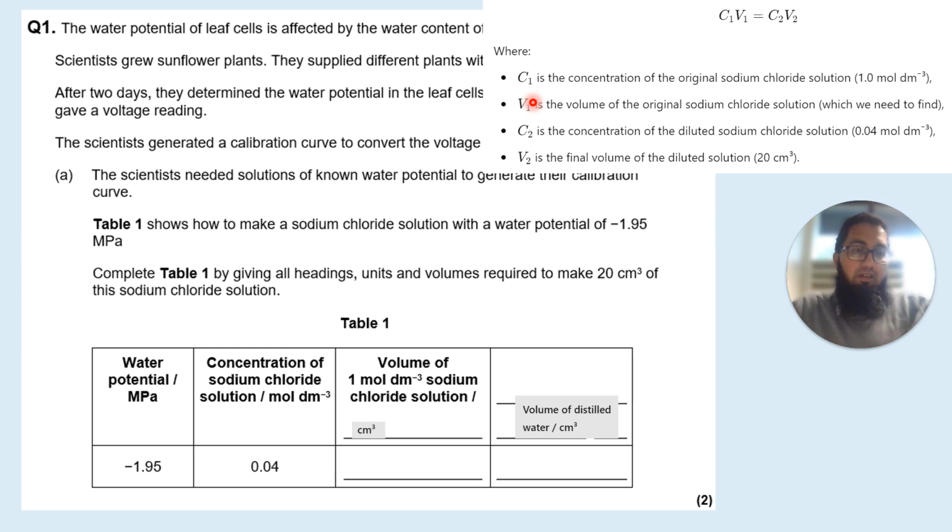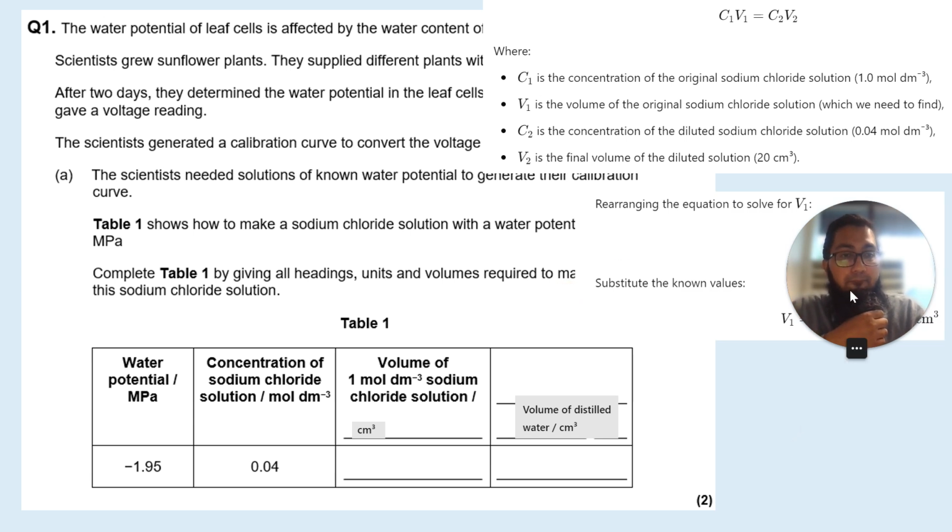V1, how much I'm transferring each time, how much volume from the original stock. That's what I'm trying to find out, question mark. Hence it's a volume, centimeter cube is the unit. C2, what's the concentration of my new diluted solution? I can see a concentration here and a smaller number, so 0.04. What's V2? What's my final volume of the diluted solution? It is 20 centimeter cube. So I just rearrange the formula to find my V1.